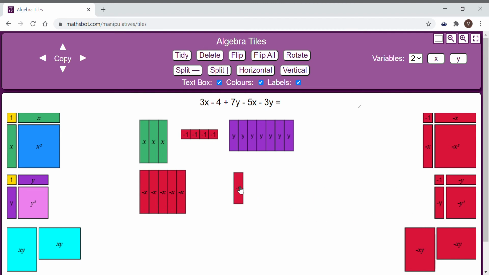So grab my y's and build negative 3 of them. 1, 2, 3.